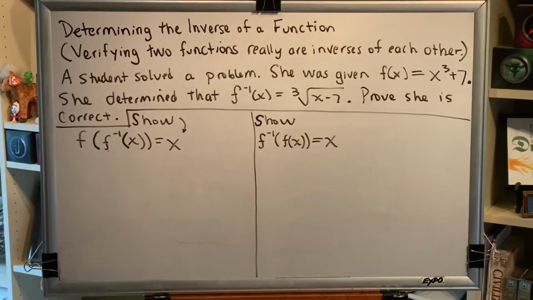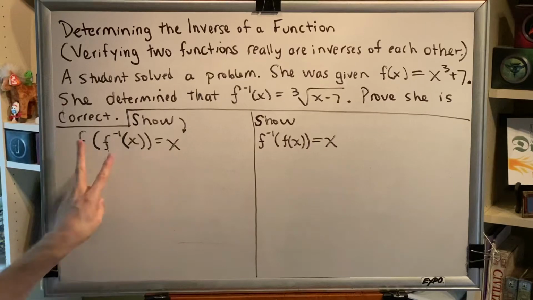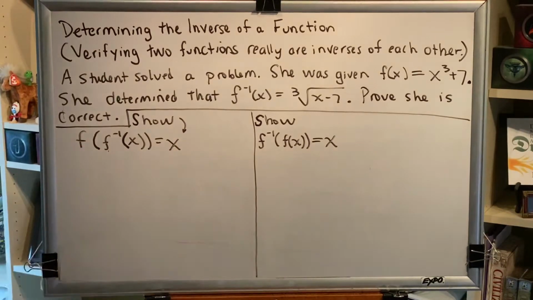She was given f of x equals x cubed plus 7. She determined that f inverse of x equals the cube root of the difference x minus 7. Prove she is correct. Okay, to prove she is correct, we must show that f of f inverse of x equals x, and, swapping the order, f inverse of f of x also equals x.